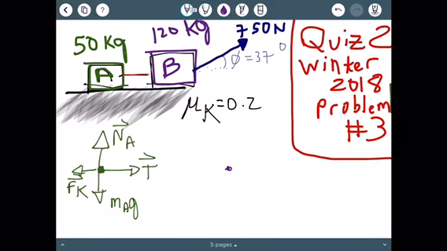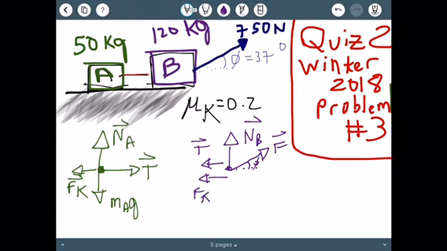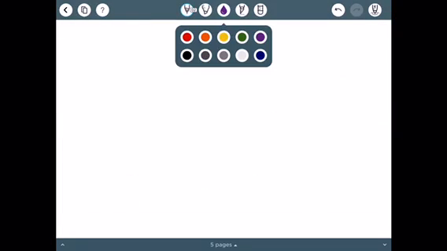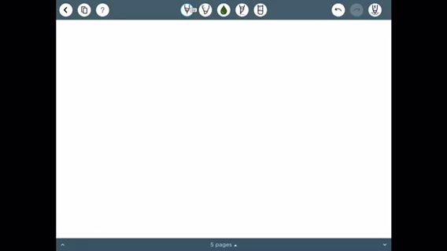For object B, I have the normal force going straight up. I have a force of 750 newtons going to the northeast. The tension pulls it to the left. Friction opposes the movement to the left, and the weight straight down. So for each body, we have to do sum of forces in the x and sum of forces in the y.